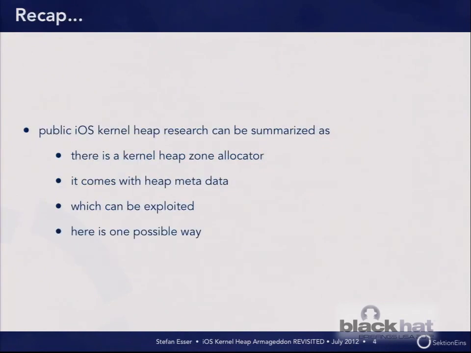So why this talk? When you look at the past research of the iOS kernel heap, you will see that it was always similar, based on the work from Nemo, who did this for macOS. In iOS it's a lot similar: there is a kernel heap zone allocator, it comes with heap metadata, this can be exploited, and this is one possible way. Everything that was said before about the iOS kernel heap is summarized exactly like that.